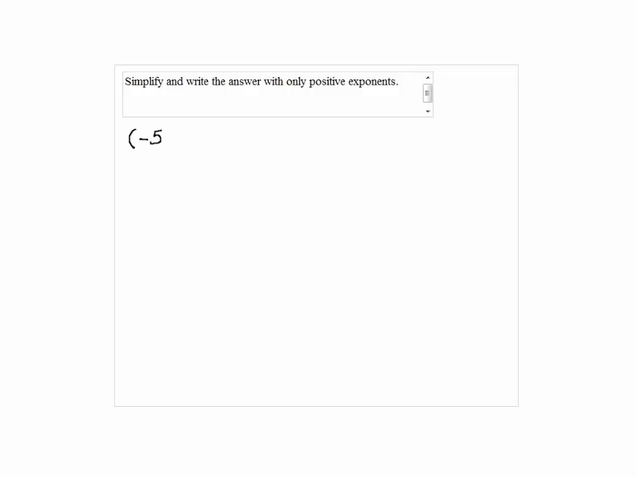Simplify and write the answer with only positive exponents. Minus 5 a to the power of 2, b cubed c, times 4 a to the power of 2, b c to the power of 2.